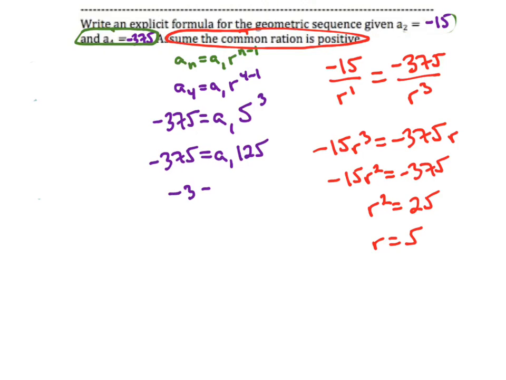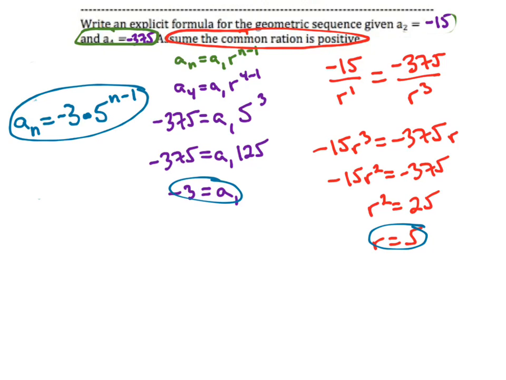Divide both sides by 125. We get negative 3 equals a sub 1. Whew, we have our initial value, our a sub 1, and we have our constant ratio 5. We can write our function, or our equation. A sub n equals negative 3 times 5 to the power of n minus 1. All right, we wrote the explicit formula.